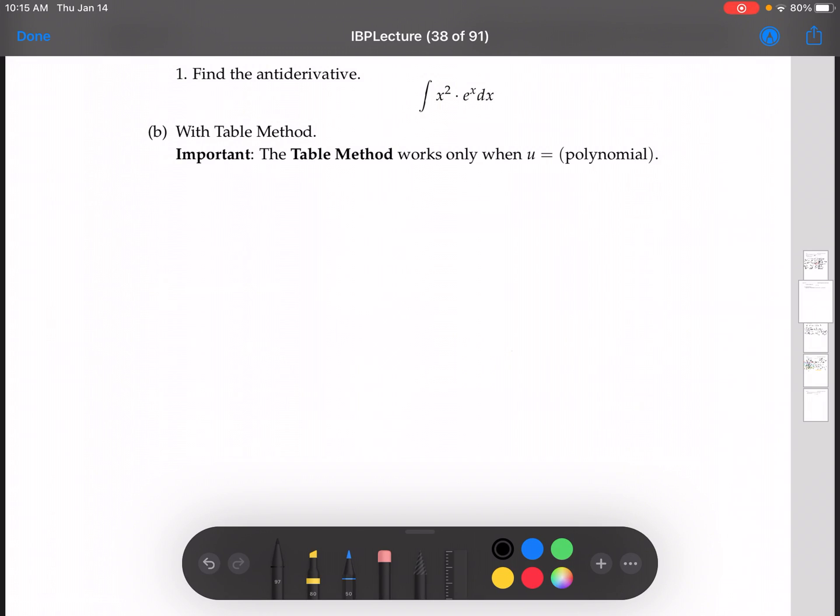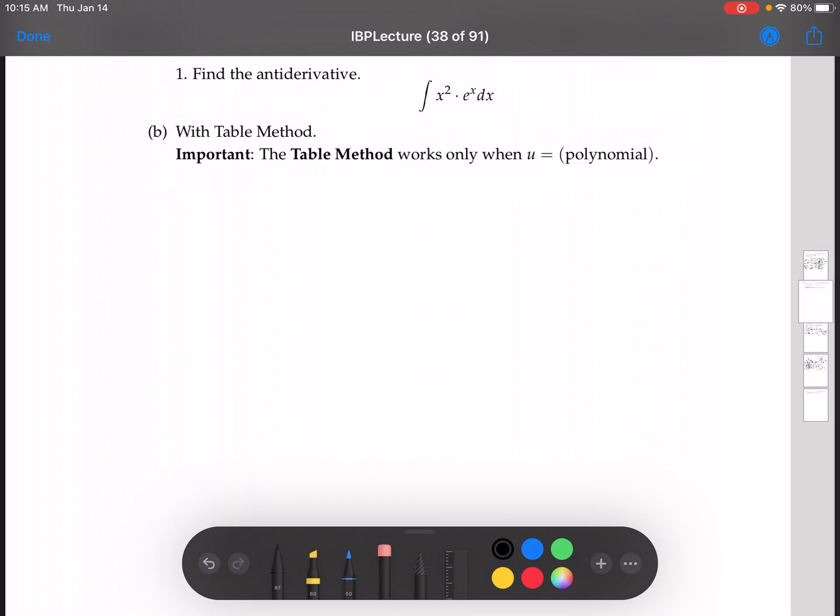All right, so we saw how to find this antiderivative using the integration by parts formula. Now let me show you how to do it with the table method. The important piece is that the table method works only when you set u equal to the polynomial piece. So if an antiderivative doesn't have a polynomial piece, then you can't use the table method.